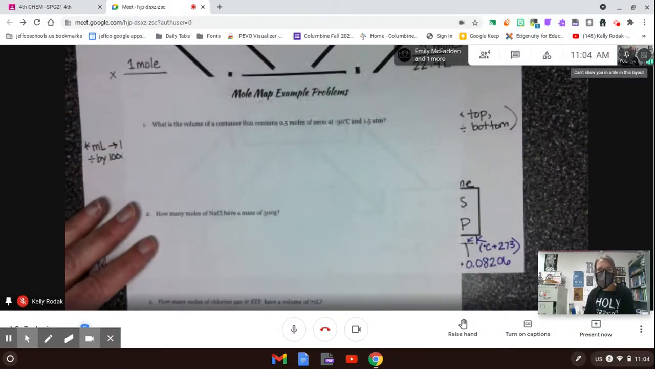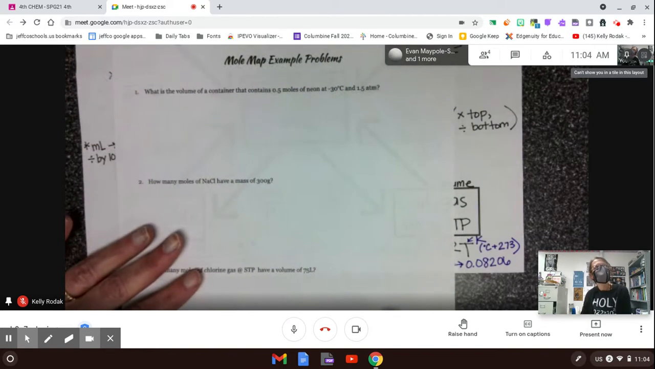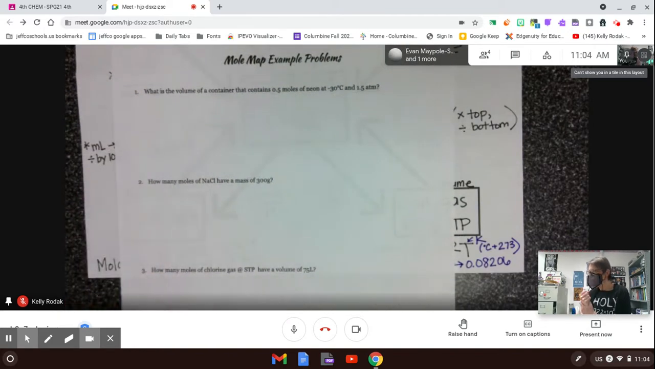So what we're going to do is walk through how we solve a couple of different example problems using the mole map. Remember, from here on out, they're going to be mixed. I'm not going to explicitly tell you, oh, this is a volume at STP or this is a solution problem. You have to read it and figure out what's going on.